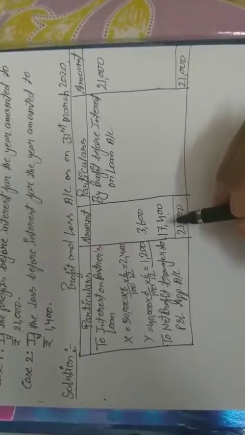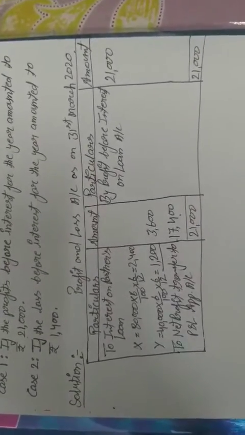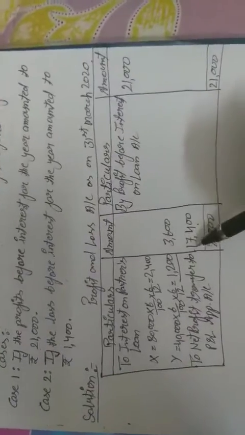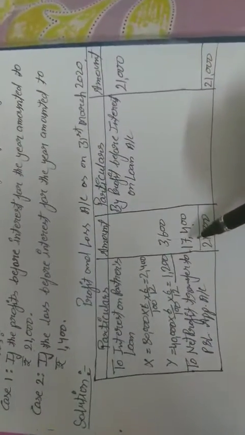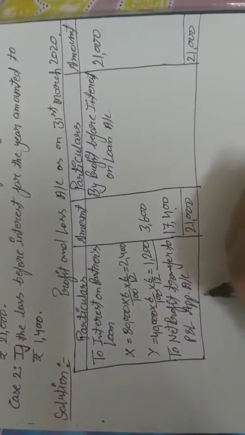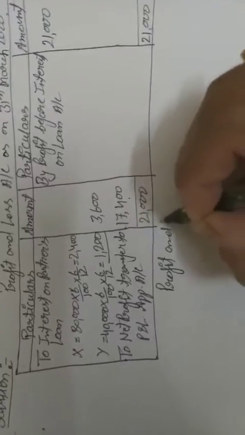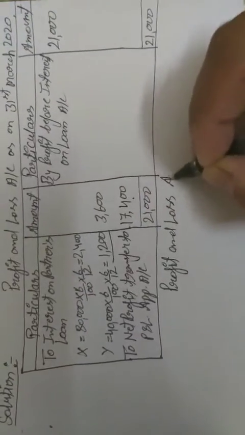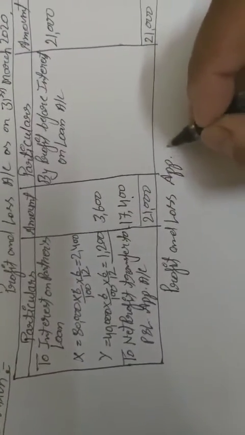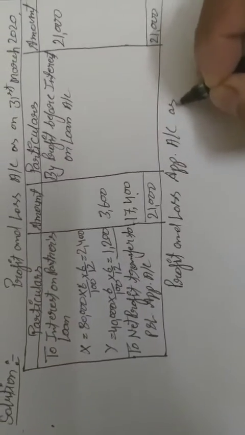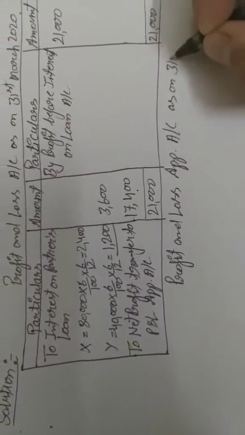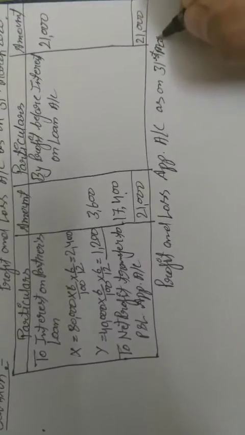For this amount we can prepare the profit and loss appropriation account, or we can show it without a format also. So I am preparing the format for this. The format will be profit and loss appropriation account as on 31st March 2020.